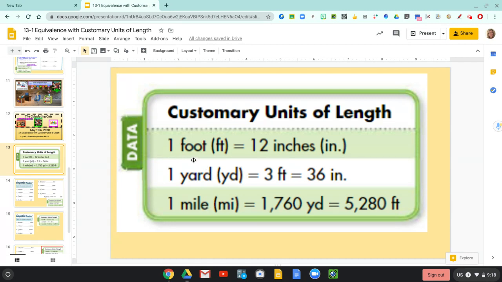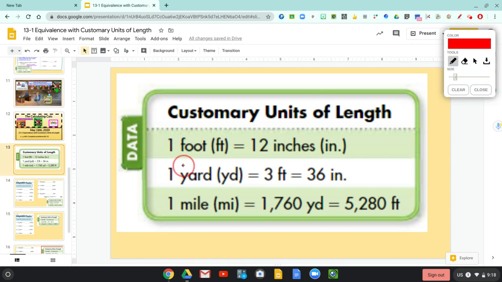So here's the conversion chart. 1 foot is 12 inches. 1 yard equals 3 feet. And since 1 foot is 12 inches, 3 feet would be 36 inches. So one thing you can do as well, if you had to go from yards to inches, you can go that way. So your magic number would be 36. If you're going from yards to feet, you would go that way, and your magic number would be 3.